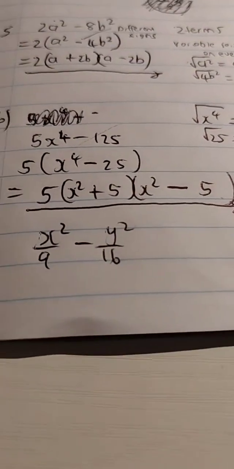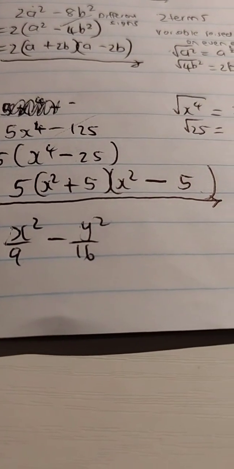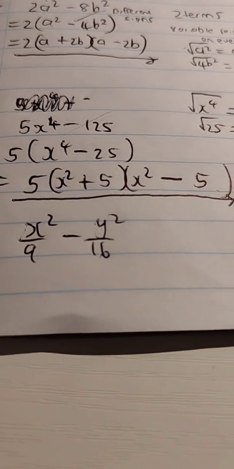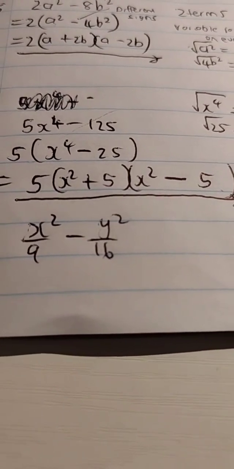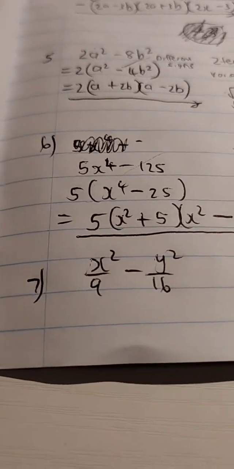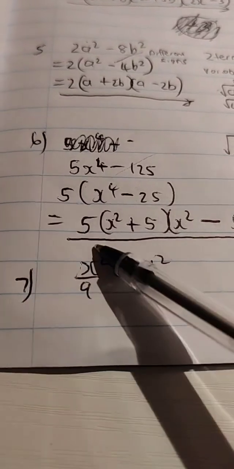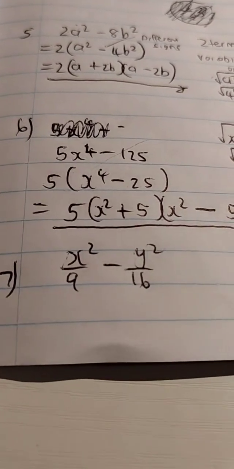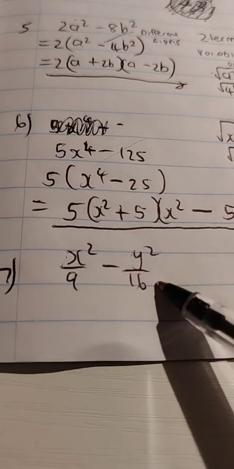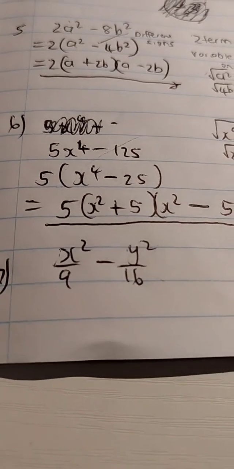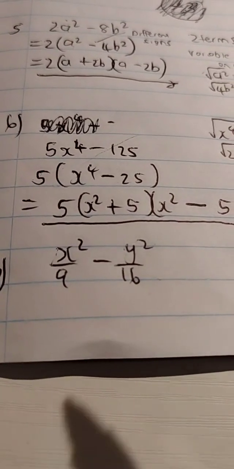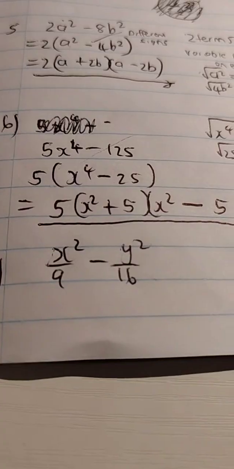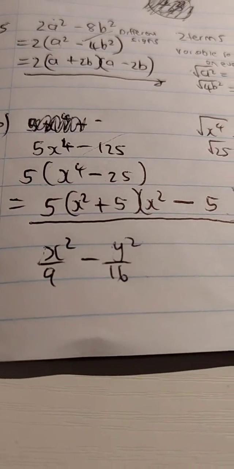Okay, look at this one. X squared over 9 minus y squared over 16. Same questions. How many terms in the expression? We regard the first fraction as 1, the minus sign, then the second fraction as 2. So there are 2 terms. Is a sign change rule needed? No.